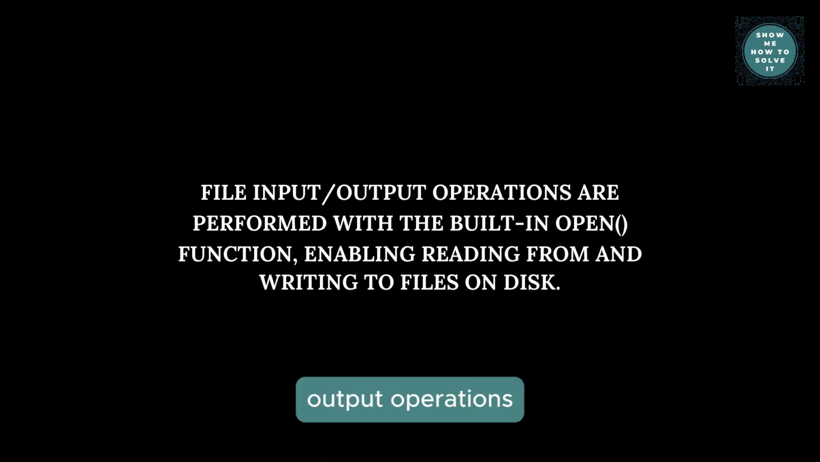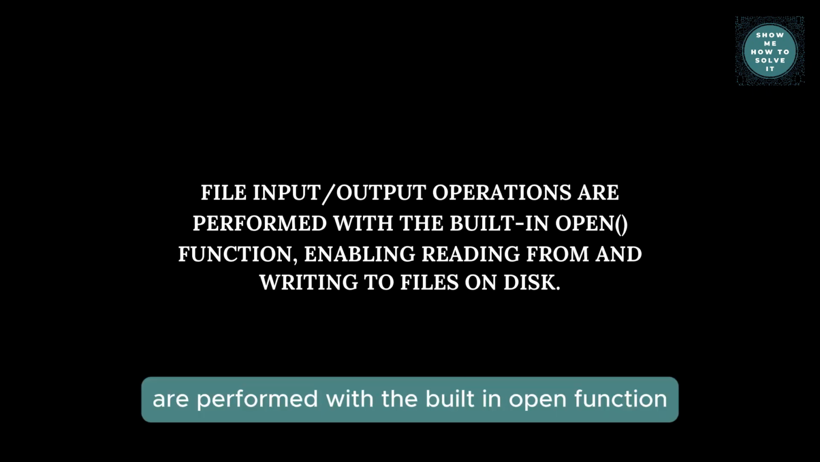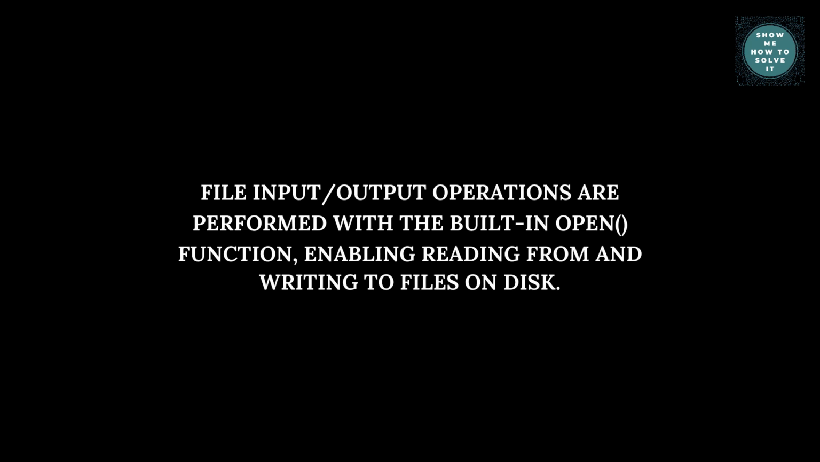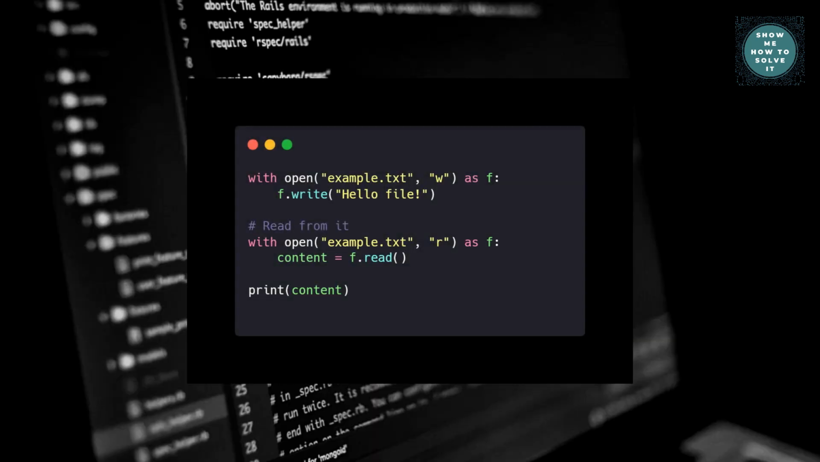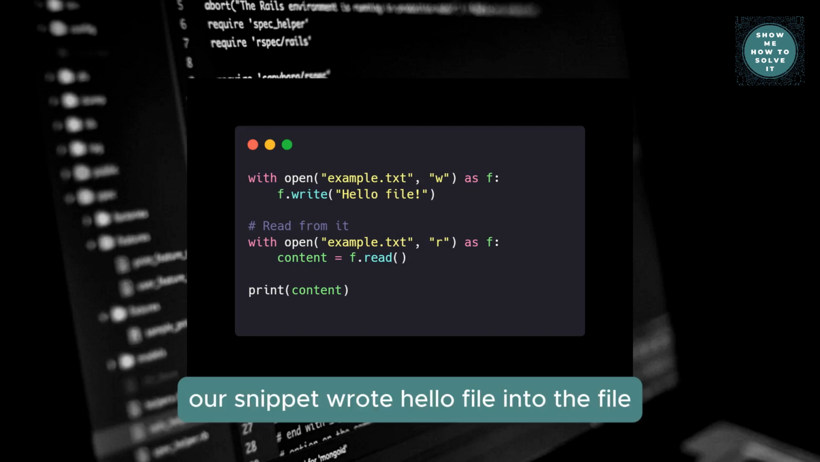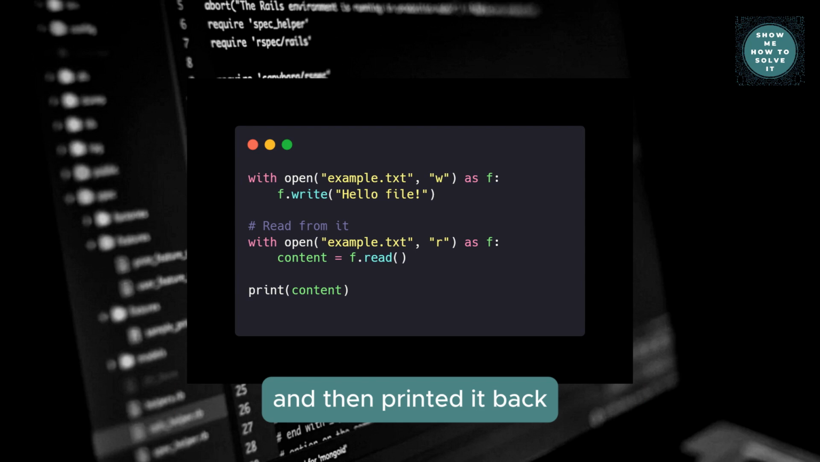File input/output operations are performed with the built-in open function, enabling reading from and writing to files on disk. Use with open() as f to write and read files. Our snippet wrote hello file into the file and then printed it back.